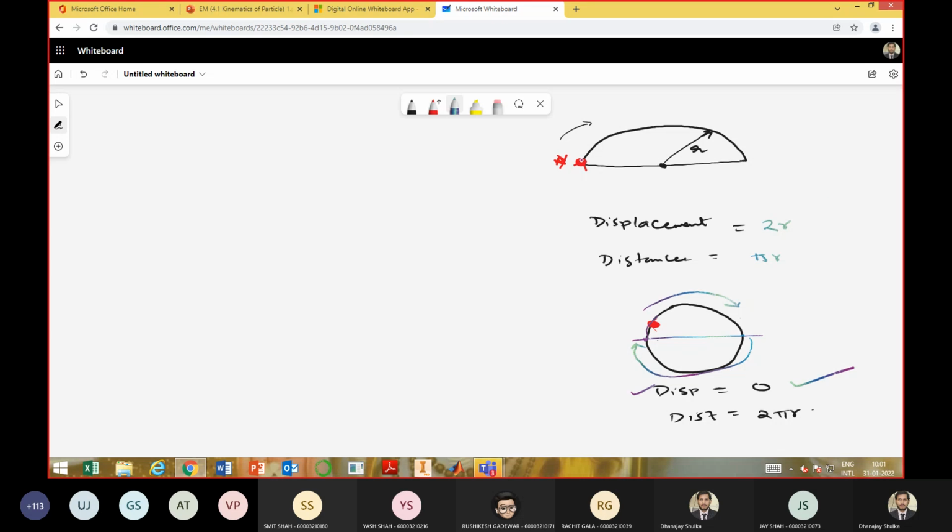What was happening here? The particle started from here and came here. Then this covers this semicircular arc. If I look at the shortest distance between this initial and final position, that is simply 2r. So displacement is 2r. And if I want to measure distance, I have to find the length of this semicircular arc, that will be pi r simply. Similarly here, the distance of this arc is the circumference of this circle, that is 2 pi r. Okay, is it clear to you?